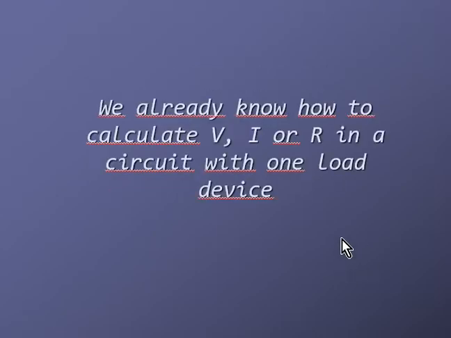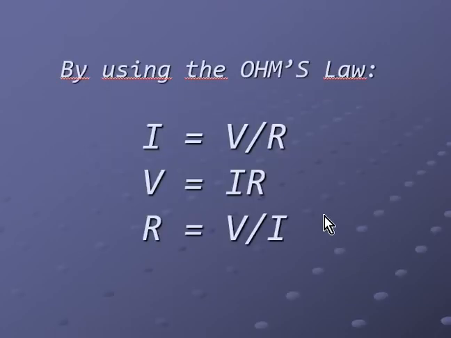Okay, in this video we're gonna continue studying electricity, and now we're gonna learn how to work out variables but in a circuit with more than one load device. So we already know how to calculate the voltage, the current and the resistance in a circuit with just one load device by using Ohm's law. Remember, these are the formulas.